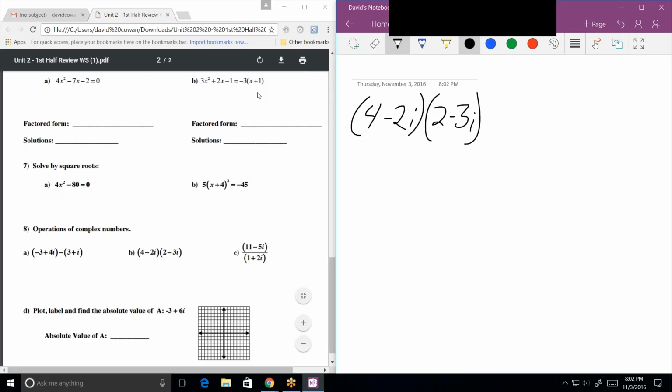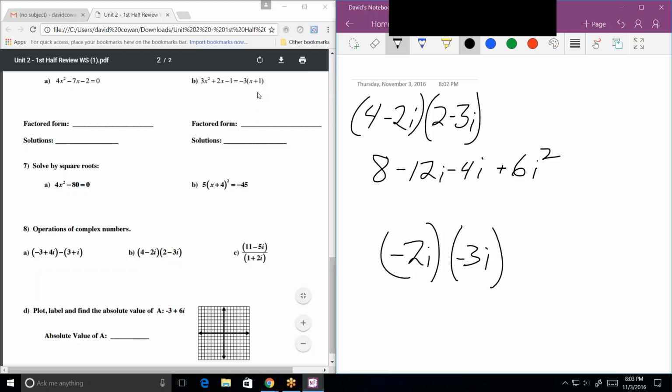You get 8. And then you get 12i, minus 12i, because it's 4 times minus 3i. And then you get minus 4i. And then plus 6i squared. In other words, when you multiply minus 2i times minus 3i, you have to multiply the numbers together and you have to multiply the i's together.